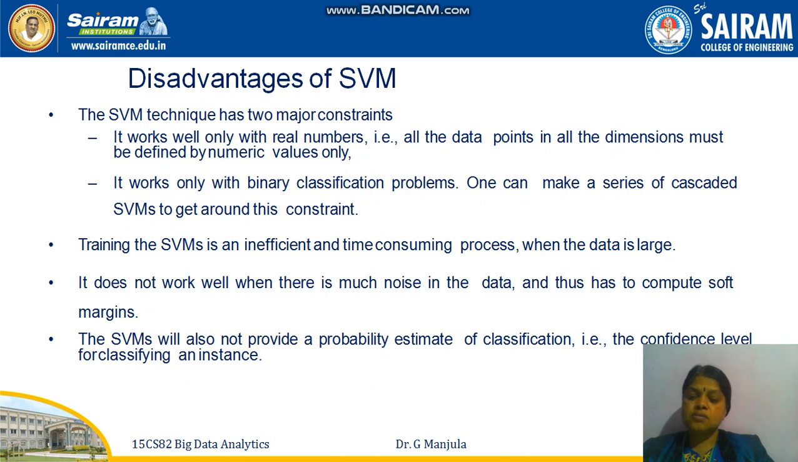Next, SVM will also not provide a probability estimate of classification. That is the confidence level for classifying any instances. I told you in one example in the previous class. Whenever we have taken, there are 6 products. Remember, like bread, butter, cookies, milk, egg.